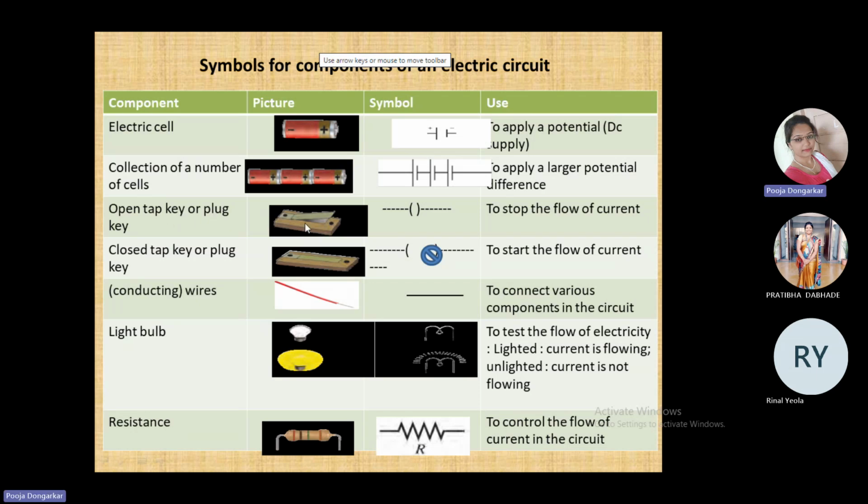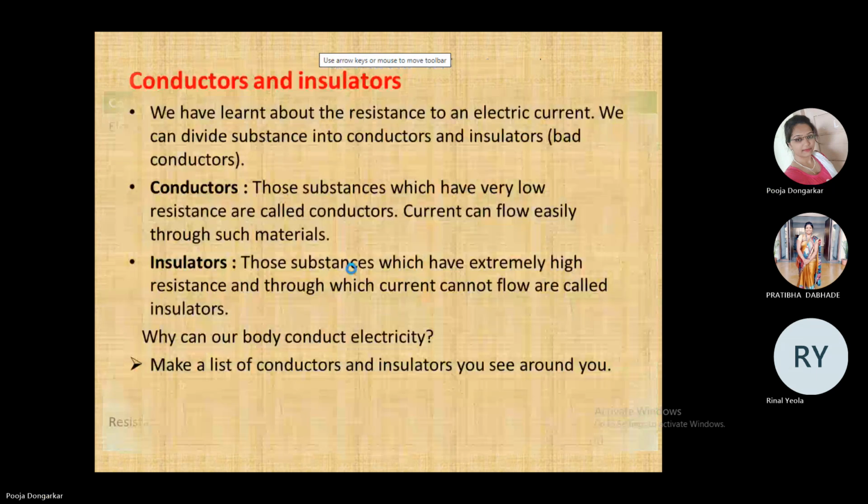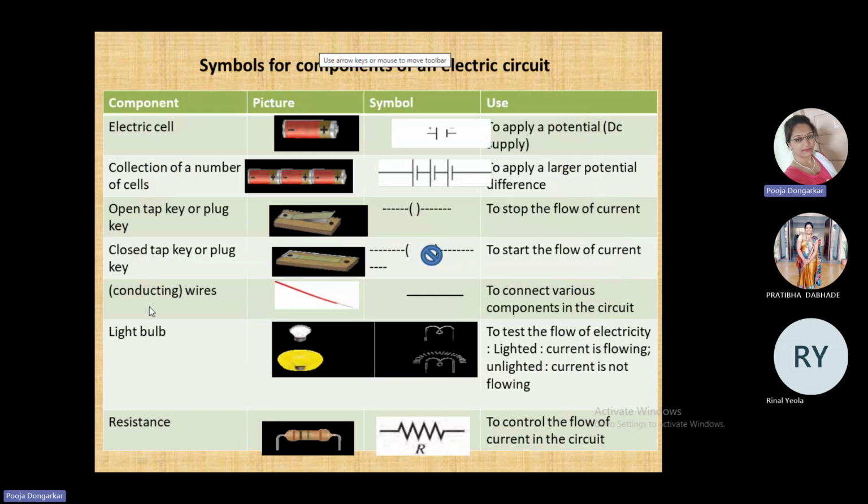Open tap key plug. We use this symbol. This is the image and this is the symbol. It stops the flow of current when we open the plug. When the plug is closed, the symbol is this, to start the current. Now, conducting wires are shown like this. Multi-strand and single-strand wires are shown by a line, which shows the wire in the circuit.